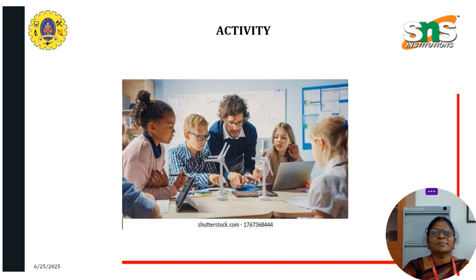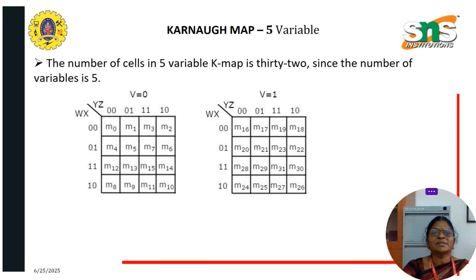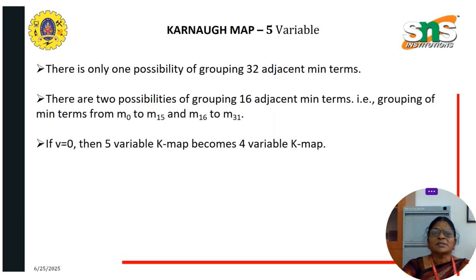contained in 4 variable. And this is 5 variable, where the number of cells in 5 variable comes up to 32, since the number of variables is 5. So this is the K-Map plot, K-Map for 5 variable. There is only one possibility of grouping 32 adjacent minterms in 5 variable.